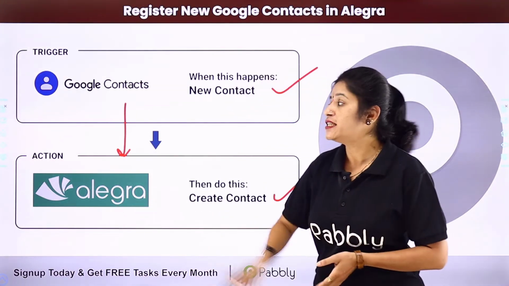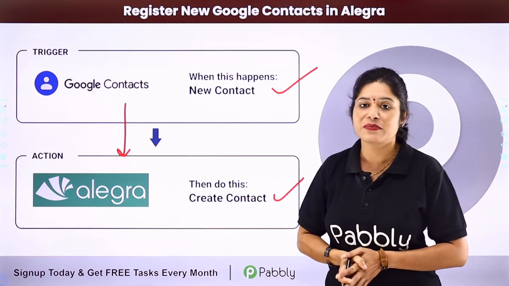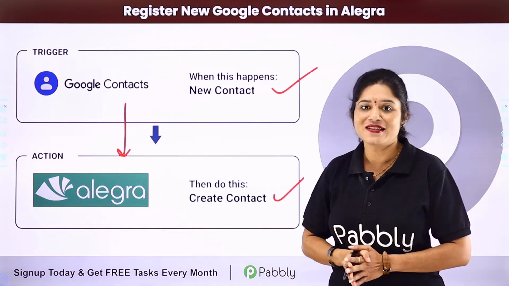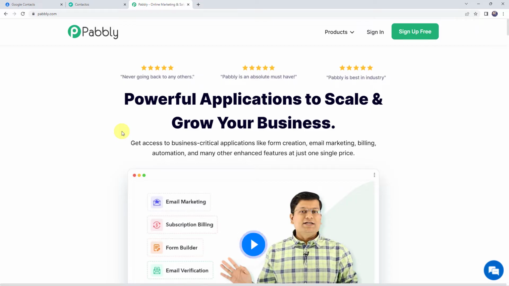So how can you integrate both these software applications using Pabbly Connect? For that, you need to come to my screen. To integrate Google contacts with Alegra, first we need to log into pabbly.com. This is the website of Pabbly. Here we can find two options, sign in and sign up free. If you're a new user, you just have to click on the sign up free button and you can create your own account in just 2 minutes and you're going to get free tasks every month. If you're already a user of Pabbly Connect, simply sign in.